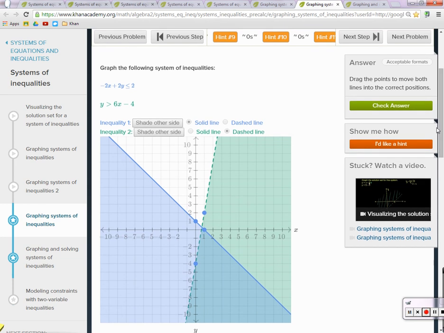Figure out what was wrong about this. On the, I think it's green. I think it's the green. This is the green one. It should be shaded above, because y is greater than. So, other than that, that would be good. It seems like that would be the right thing. Blue one's good then.